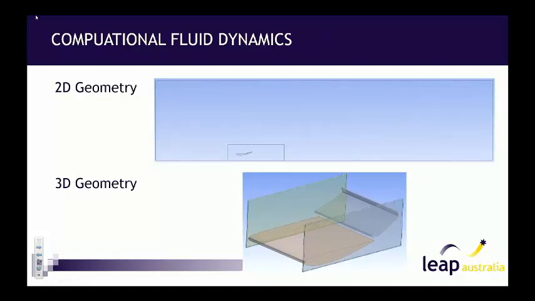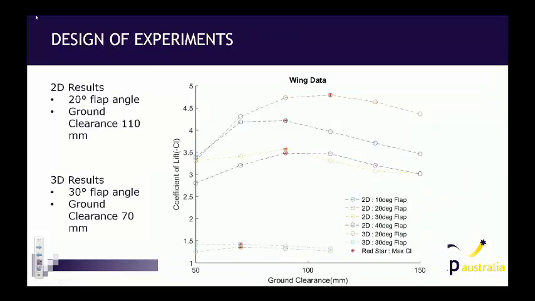Again, I don't need to look at the whole wing profile. I was really interested in just these two elements because I think these are the ones that will make the most amount of difference. So the first thing again was doing that 2D design of experiments. They're the data points at the top here. Looking at the graph, we've got different flaps at different ground clearances, with ground clearances on the X and different flap angles. And you can see that the red stars indicate where you've got roughly the most amount of downforce.